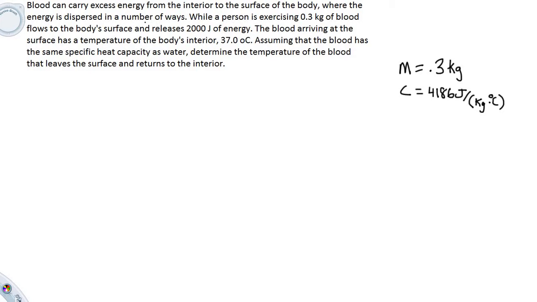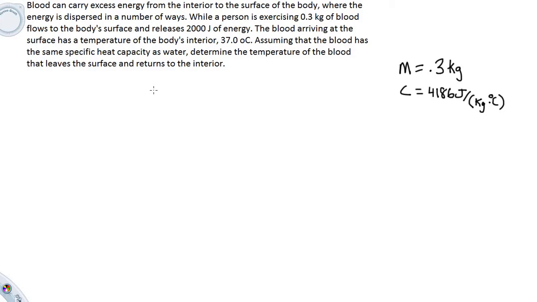Blood can carry excess energy from the interior to the surface of the body, where the energy is dispersed in a number of ways. While a person is exercising, 0.3 kg of blood flows to the body's surface and releases, that's key right there, releases 2,000 joules of energy. The blood arriving at the surface has the temperature of the body's interior, 37 degrees Celsius. Assuming that the blood has the same specific heat capacity as water, determine the temperature of the blood that leaves the surface and returns to the interior.